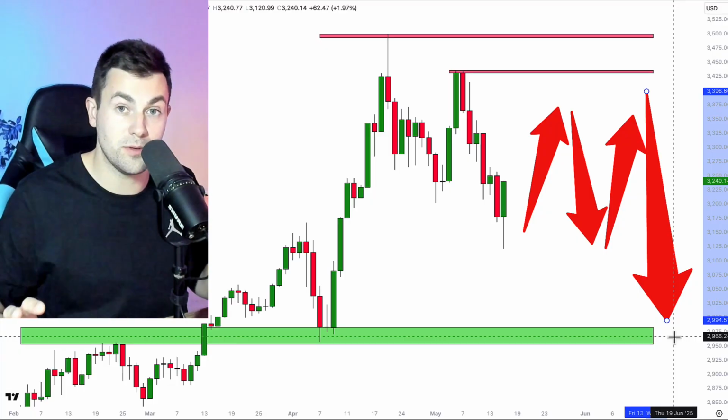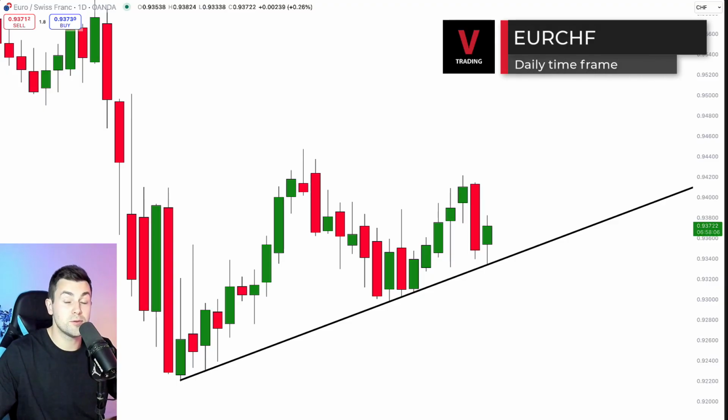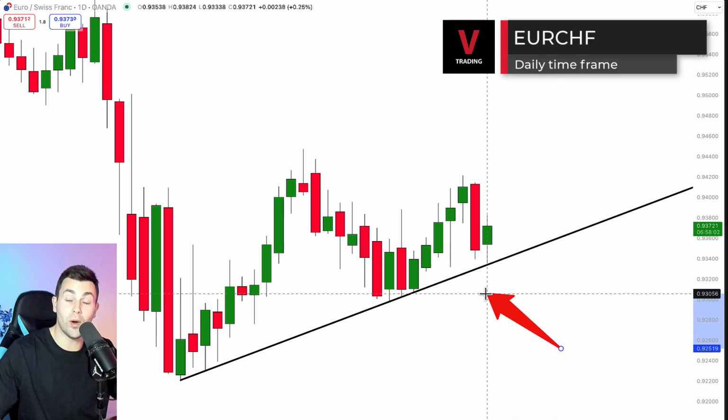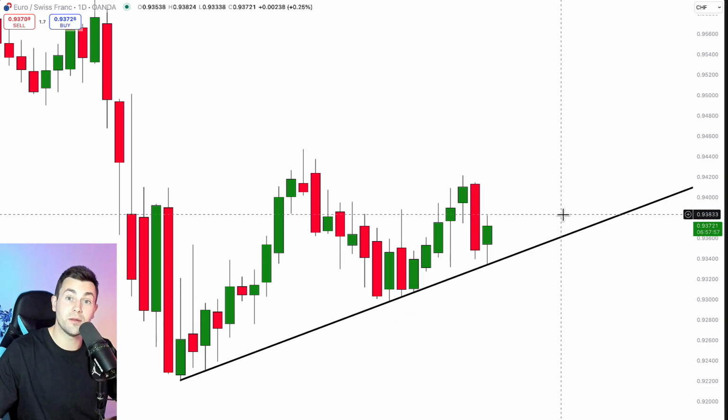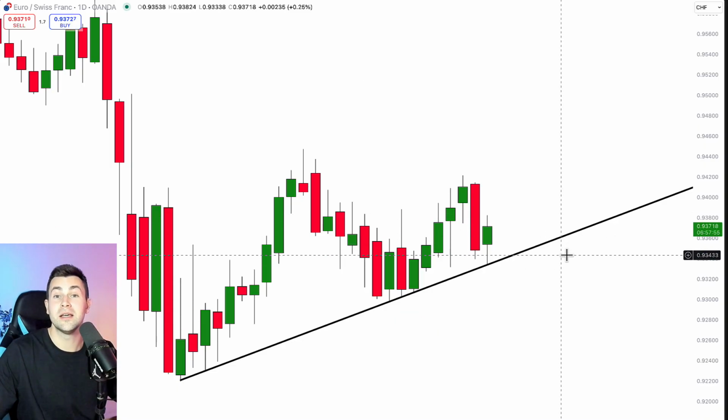market reaction to that. In comparison to static supports and resistances, the dynamic ones shift with time. They constantly change and adjust as time flies. That's an example of a dynamic support on the Euro Swiss pair. We have a rising trend line. And why do we call that rising trend line a dynamic support? Because with time, this trend line changes.